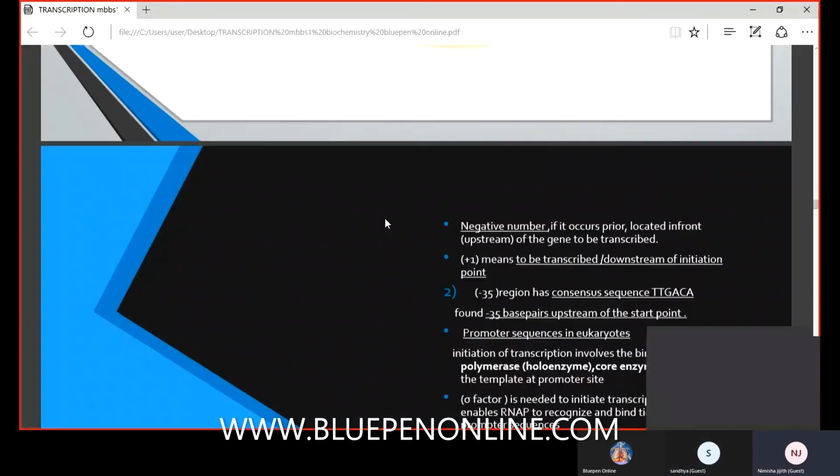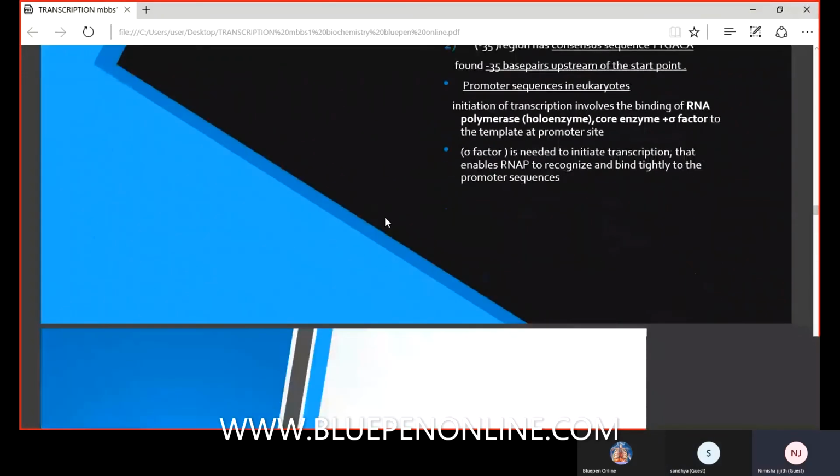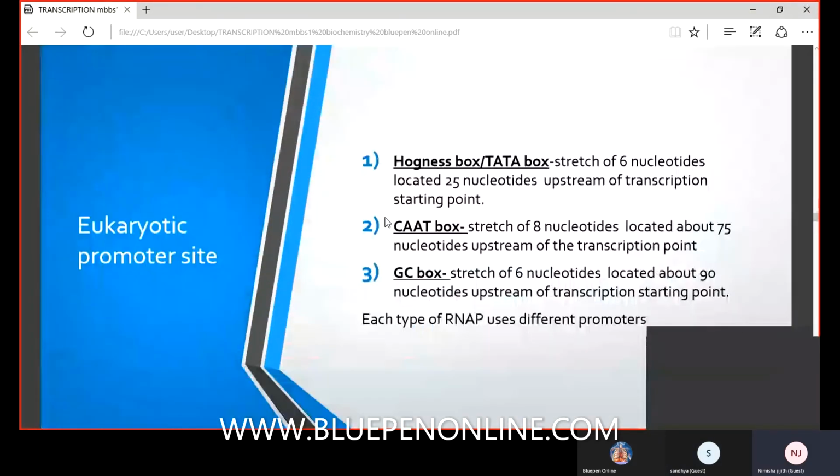Then, which are the different types of eukaryotic promoter sites? There are two promoter sites in the case of prokaryotes. Which are they? The Pribnow box, in which region? Minus 10 region. Then, the second one, minus 35. Those are the two promoter sites in prokaryotes.